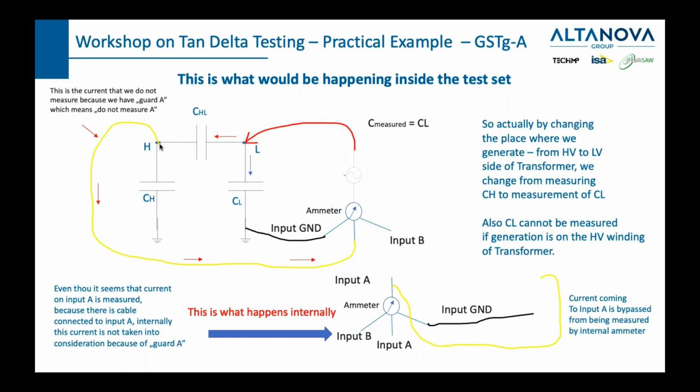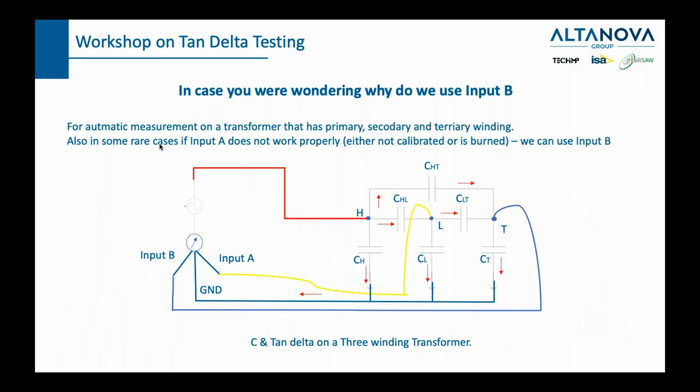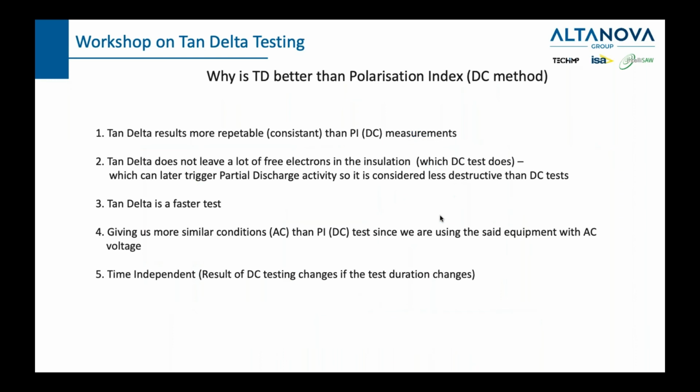And this is the explanation of what is a UST, what is a GST, and this is now an explanation why we have inputs A and B. We actually have inputs A and B on our measurement system, because if you have a transformer with primary, secondary, and tertiary side, then you need two inputs. You can generate on the high voltage side and measure from the low voltage and the tertiary, for example. And then you would move the generation from high voltage to low voltage, and this measurement would go here. And then the last one would be generating on the tertiary, and the two measurements would be on the high voltage and the low voltage side. So this is the explanation of what is a UST and what is a GST. I hope you find it understandable.